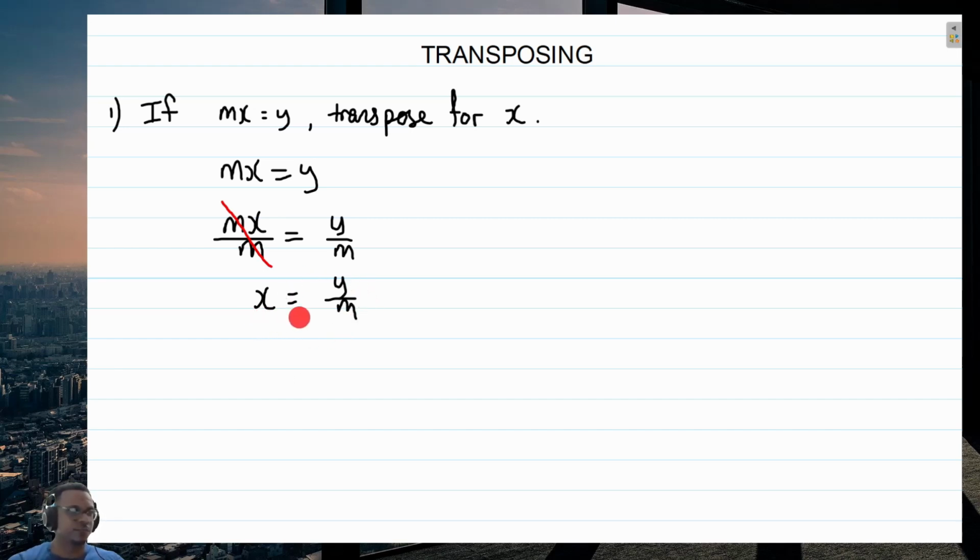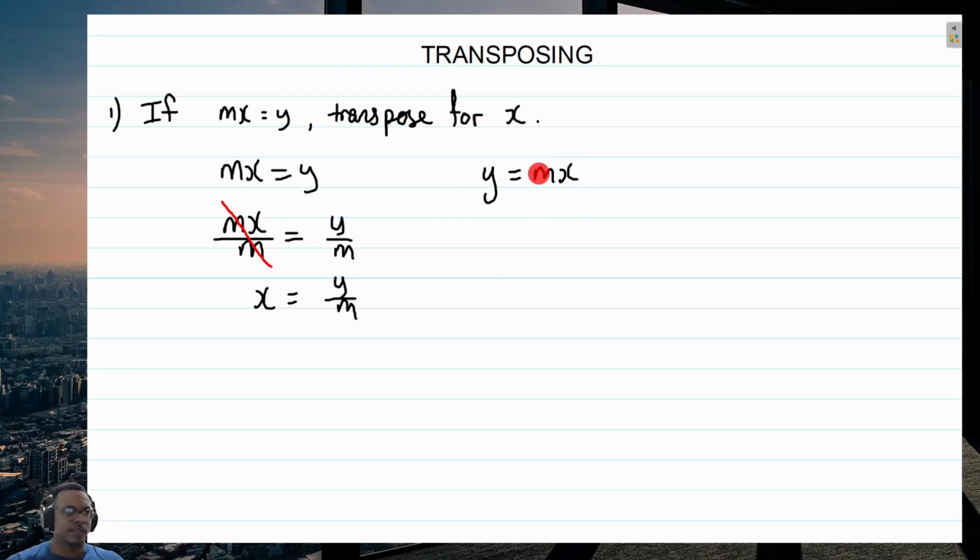You have transposed for x, you have x on one side of the equal sign, and everything else is on the other side. So I can write this question as y is equal to mx, and it's the same thing as mx is equal to y. So you can interchange the right-hand side and the left-hand side of the equal sign, and it will still be the same equation. Again, our objective is still the same. We want to transpose for x, therefore we want x by itself on one side of the equal sign and everything else on the other side.